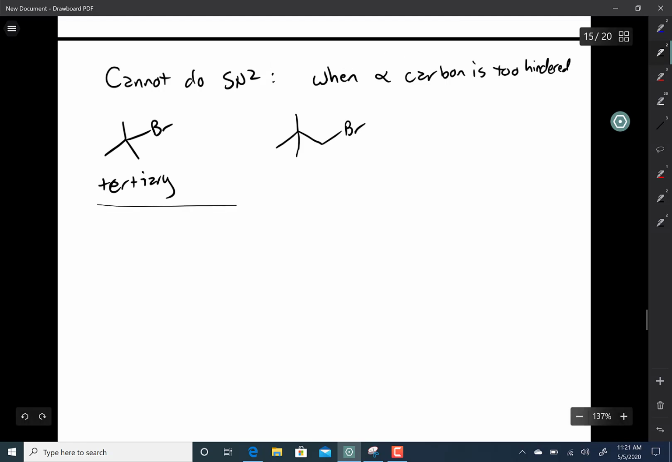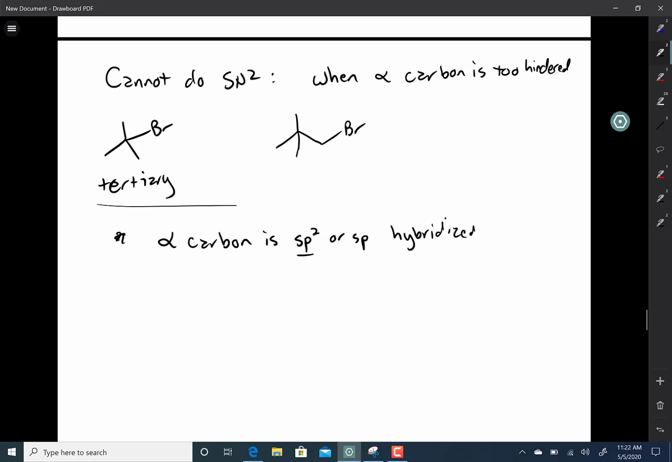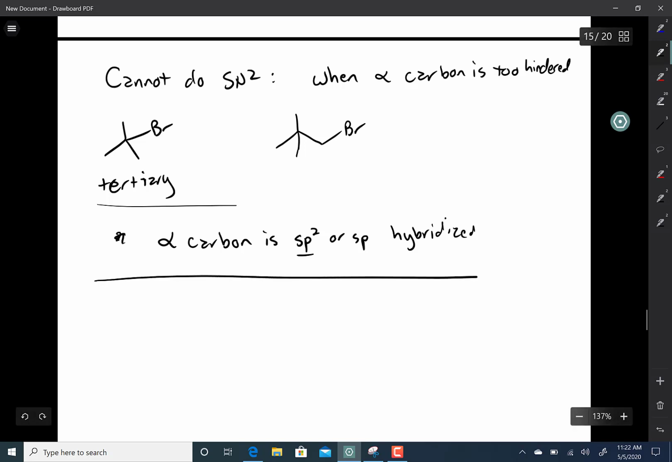Other examples when you can't do SN2 reactions are when the alpha carbon is sp2 or sp hybridized. Now, there is a case that you'll learn about in Chem 345 in which you can do an SN2 reaction on an sp2 carbon, but that is a rarity. It's an outlier. For all intents and purposes, in this class, in Chem 343, if the alpha carbon is sp2, you're not going to be able to do an SN2 reaction on it.